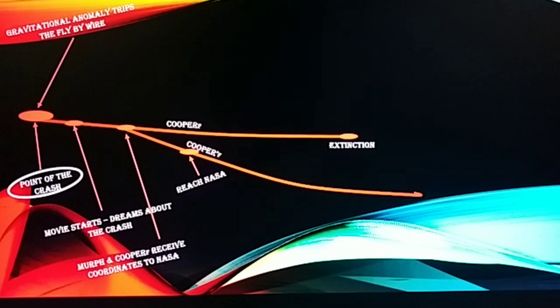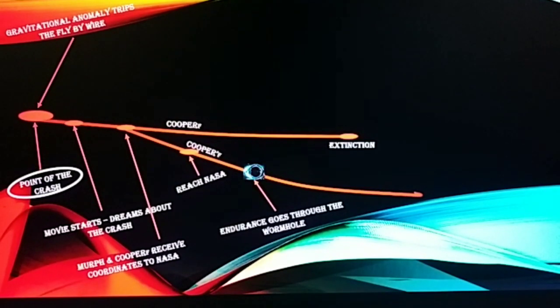So at this point, Murph and Cooper reach NASA, and then Cooper is told that he needs to go on a mission. This is the point where Endurance goes through the wormhole, and this is the point where Cooper plunges into Gargantua's event horizon in order to find quantum data.